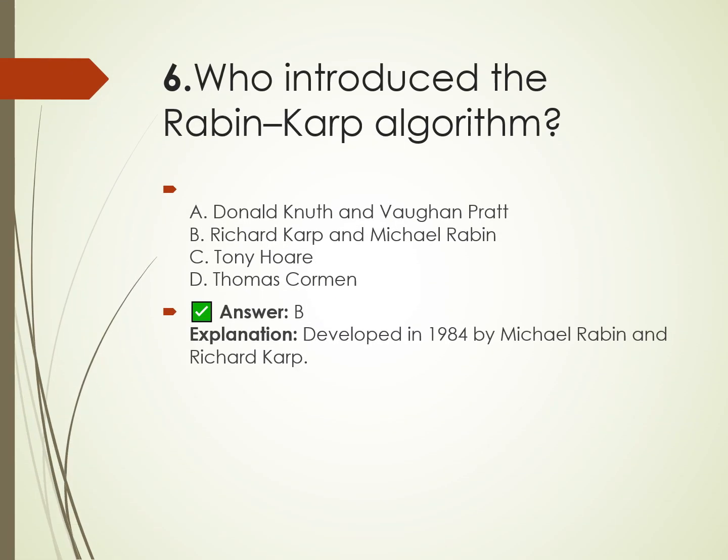Who introduced the Rabin-Karp algorithm? A. Donald Knuth and Vaughan Pratt. B. Richard Karp and Michael Rabin. C. Tony Hoare. D. Thomas Cormen. Answer is B. Developed in 1987 by Michael Rabin and Richard Karp.